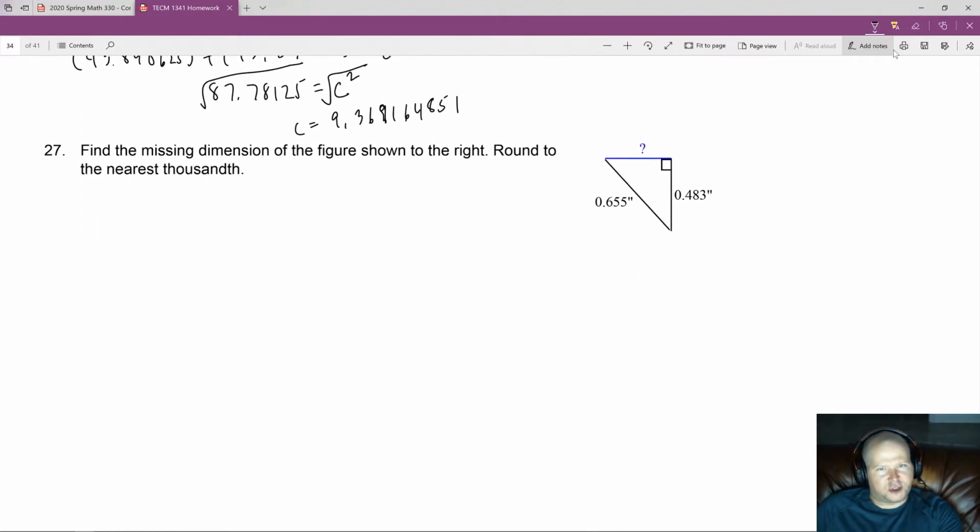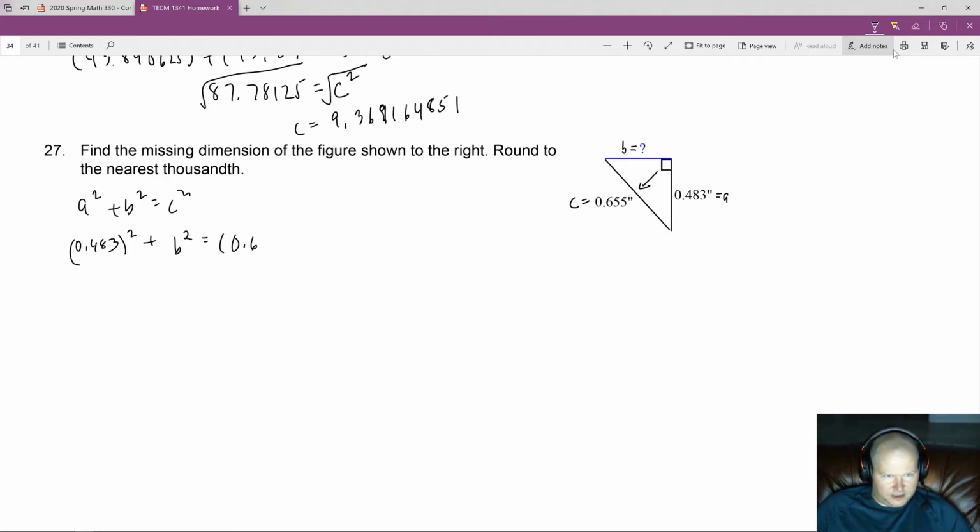Find the missing dimension of the figure shown to the right, round to the nearest thousandths. All right, so this is the hypotenuse. Again, hypotenuses are opposite the right angle symbol. We could label one of our legs a, but the problem here is we just don't know what the other leg is, right? So what we are going to use to relate all of those different things is a squared plus b squared is equal to c squared, Pythagorean Theorem. We substitute in everything we know. So a squared is going to be 0.483 squared plus b squared, we don't know what that is, so we just leave it b squared, plus c squared, c being 0.655.